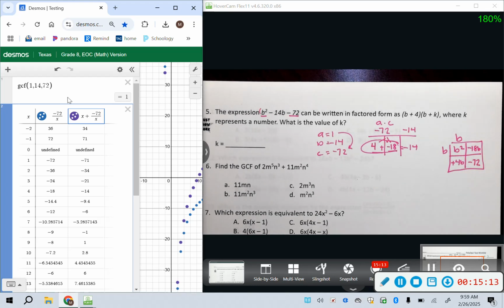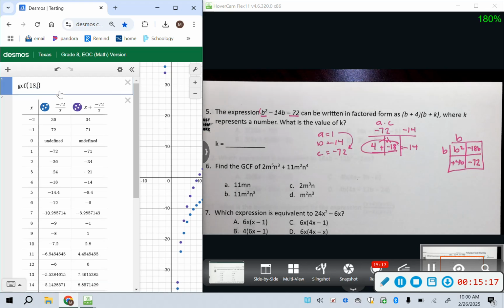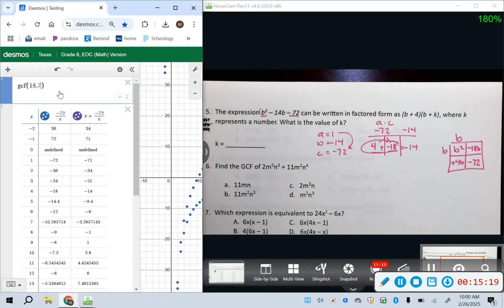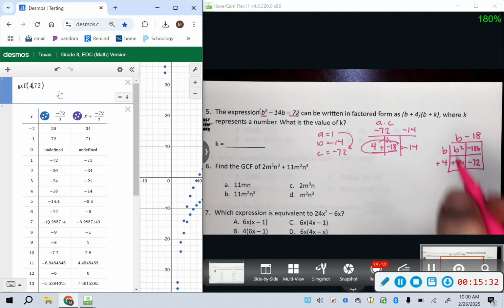Here, I'm not good at GCFs when it's big numbers, so I'm definitely going to use my calculator, 18 comma 72. And it is 18. Don't forget this is negative, so this is going to be a negative. 4 comma 72 is 4, so this is positive, this is positive. So my answer is b plus 4, b minus 18.